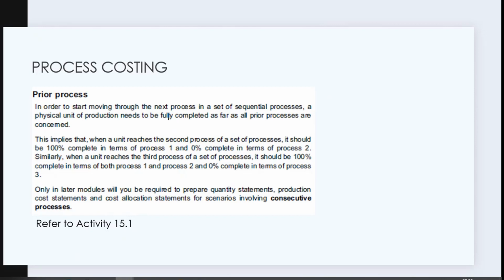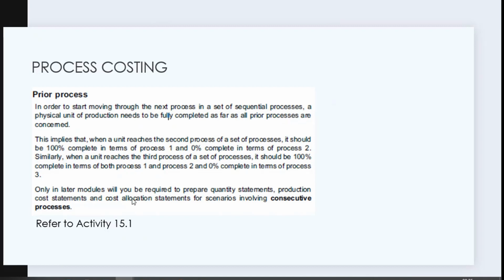However, it doesn't mean that in the current process, those roasted coffees are done. No, there's a certain process that needs to be done again. We now need to grind those coffee beans. So when a unit reaches the second process, it should be 100% complete in process 1, which is those roasted coffee beans. But it will be 0% complete for process 2, because now we need to grind those roasted coffee beans.